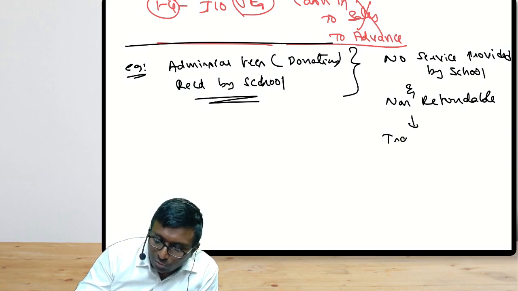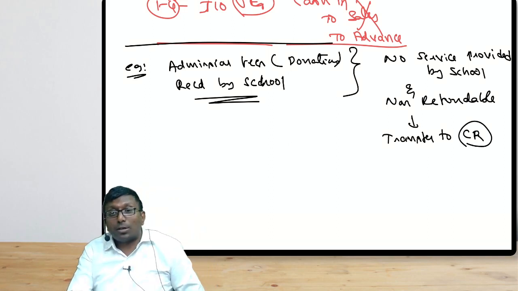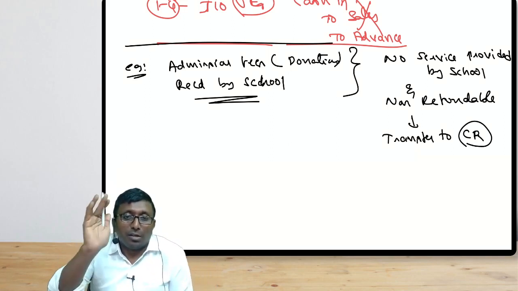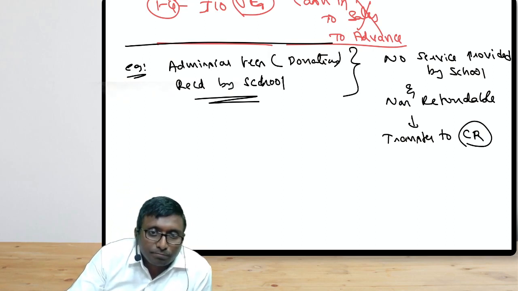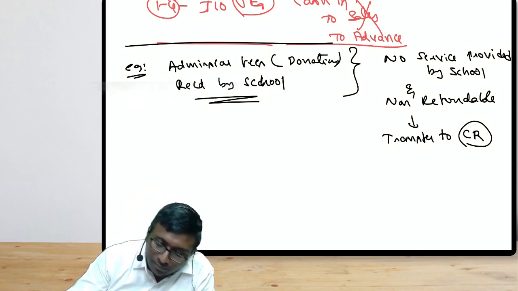Now what are you supposed to do? Transfer to capital reserve. Cash account debit, to capital reserve you should go. It's like somebody donating and going. They are not taking share capital; they are giving money freely. It's a capital reserve you are supposed to transfer.